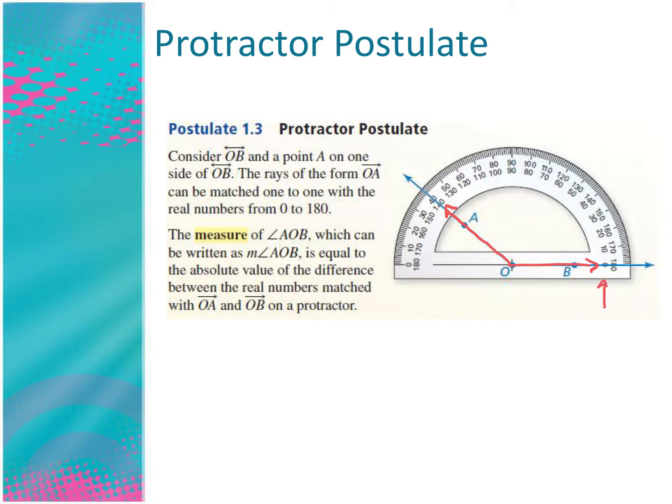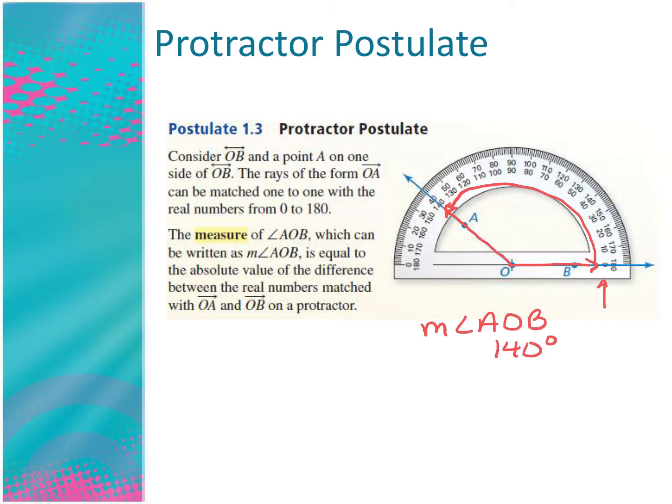Because again, when you're counting to measure the angle, you don't want to start at 180. You would go from 0 to 10 to 20 all the way around, using the inside numbers, and you can see that the measure of angle AOB is going to be 140 degrees. All this is saying is that you can use your protractor to measure, and each ray can be matched one to one with the degrees from 0 to 180.